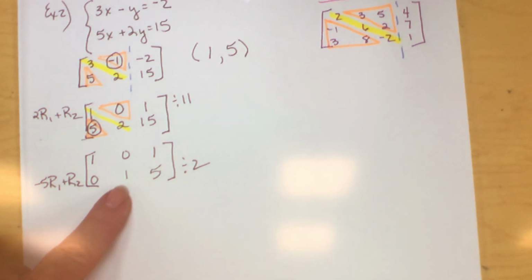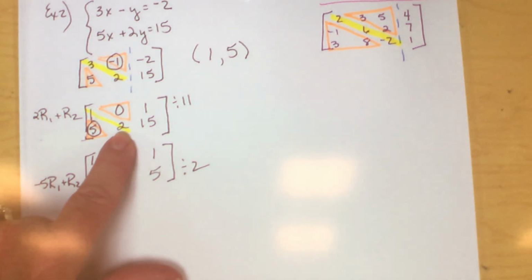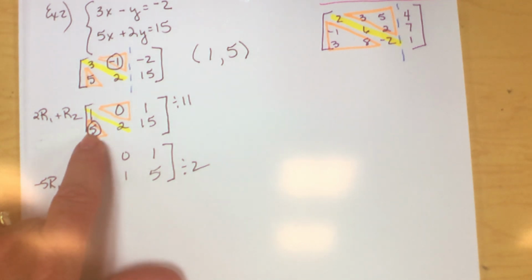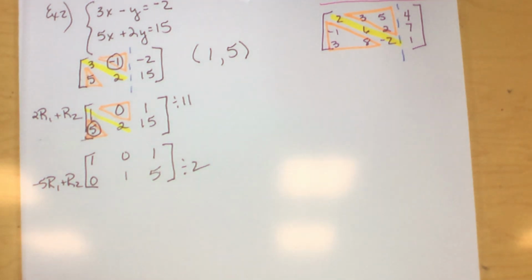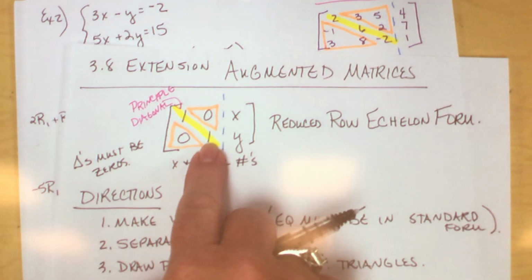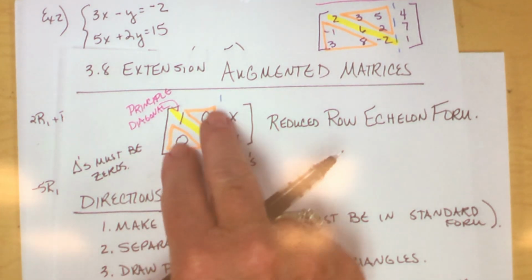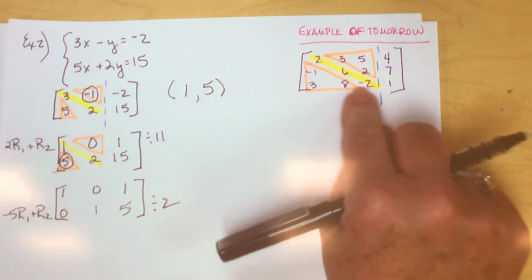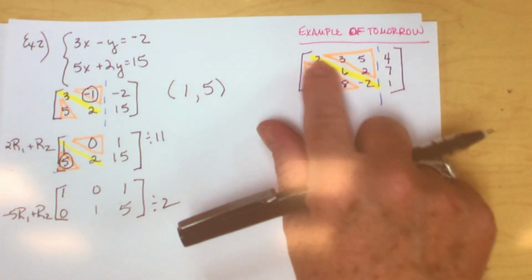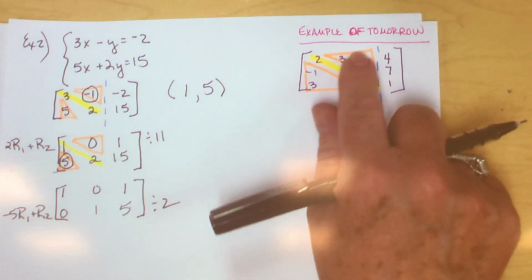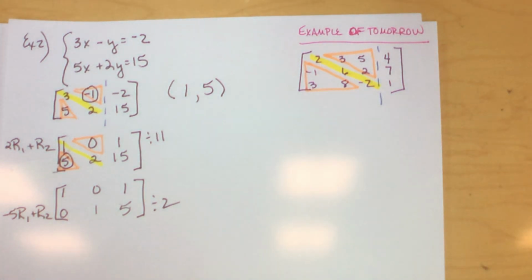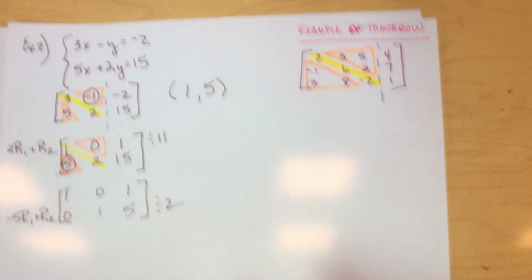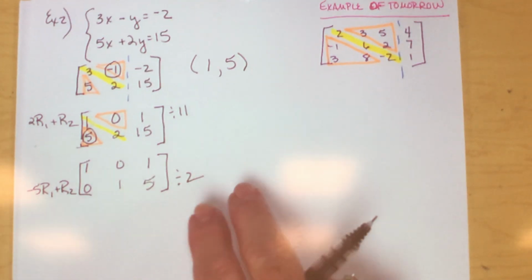Sometimes kids get mixed up and they'll go, oh, I need to make this guy a 1. No, not until you make a 0. So the main diagonal, the principal diagonal, has to be 1s and everything else is 0s. Look right here, this is a view into tomorrow. Principal diagonal must be 1s, and everything in my triangles has to be 0s. It's gonna get bigger.